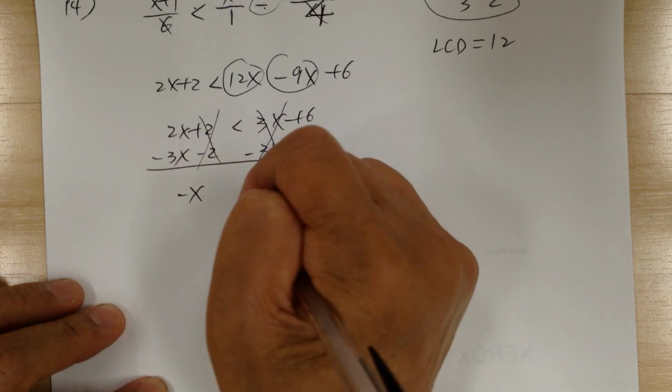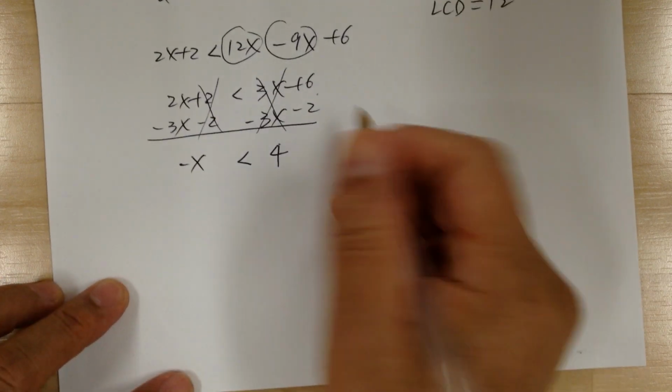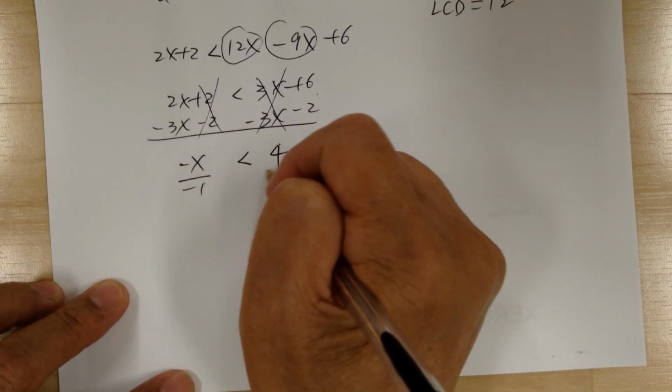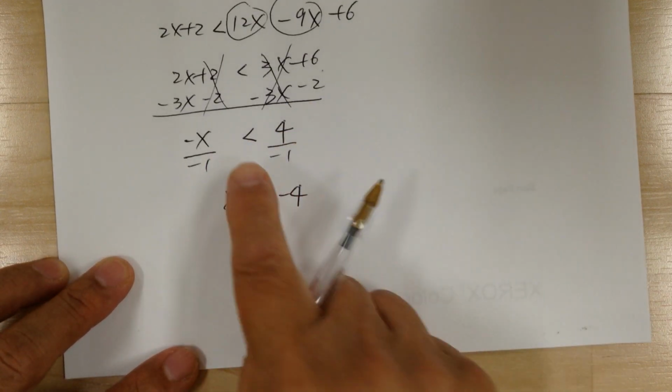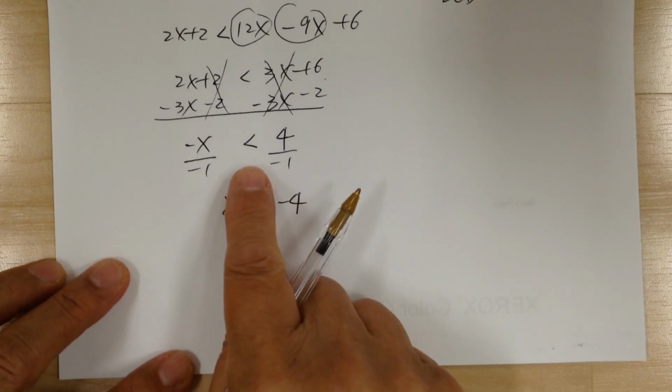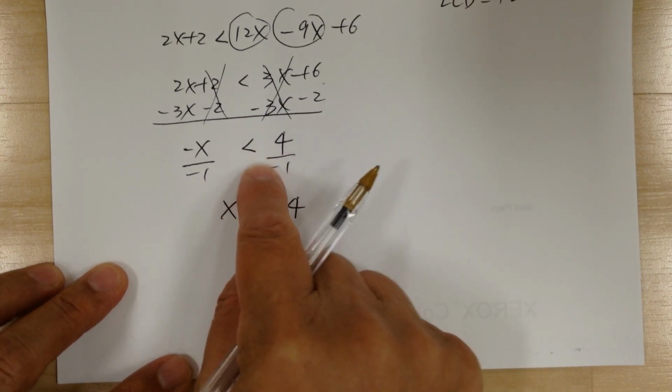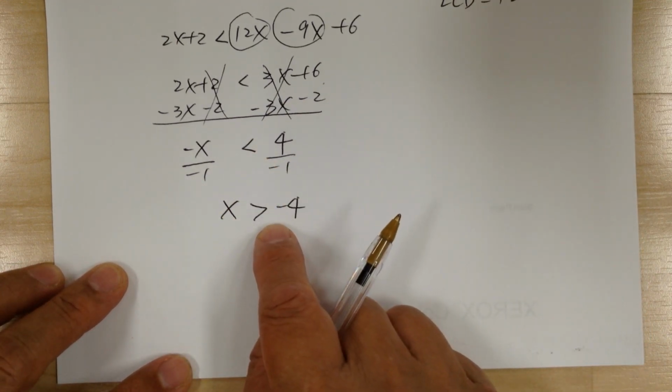So I got negative x is less than 4. Okay, then I need to get rid of the negative, so divide by negative 1. So x would be greater than negative 4. Okay, because when you divide or multiply by a negative number, you have to change the direction of the inequality. And so this would be answer A.